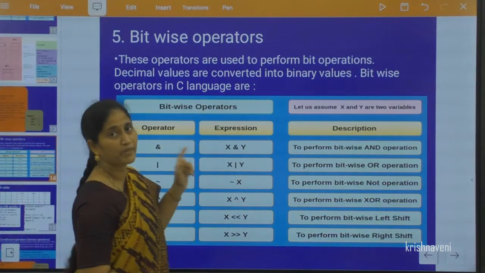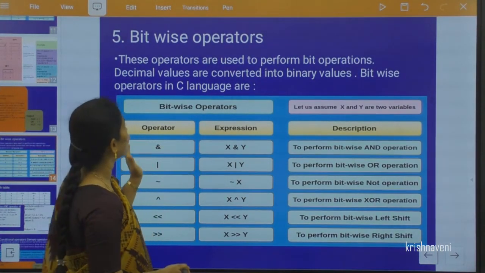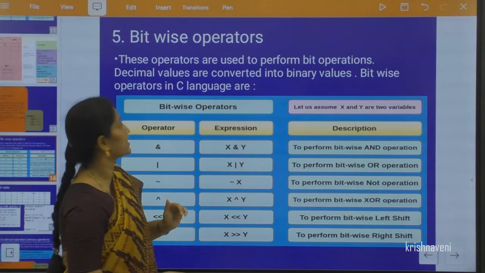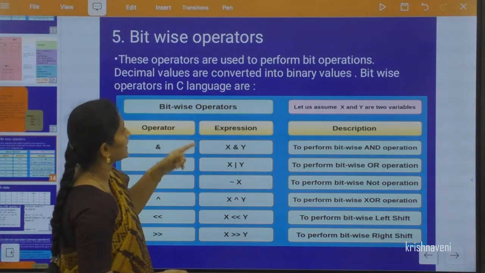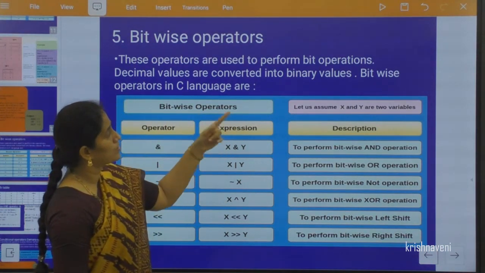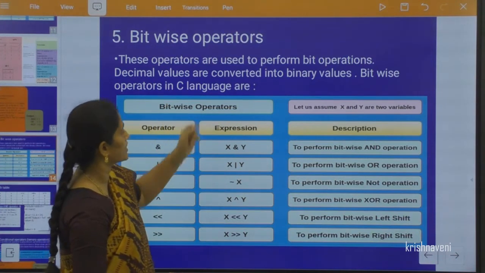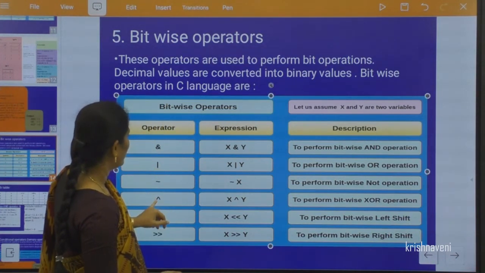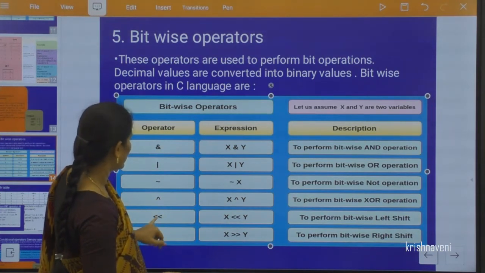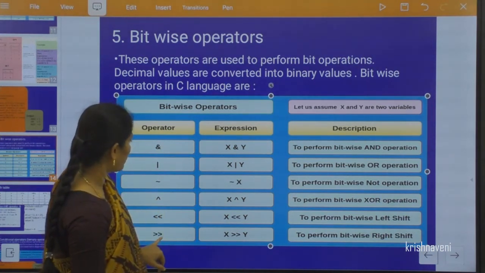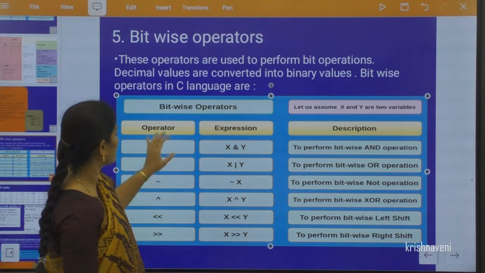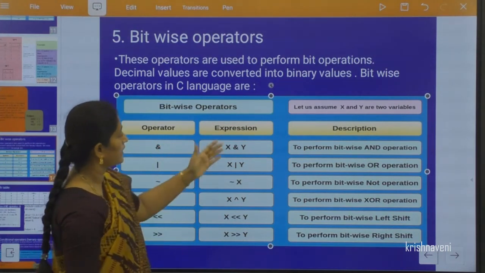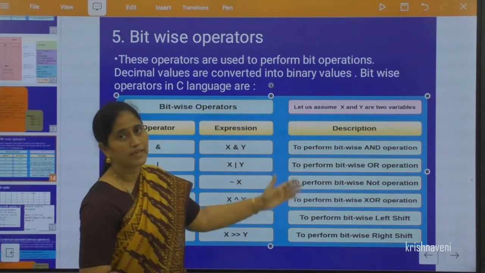Next, let's see the bitwise operators. The bitwise operators are used to perform bit operations. So decimal values are converted into binary values. The bitwise operators in C language are AND, OR, NOT, XOR, bitwise left shift and bitwise right shift. These are the bitwise operators, and this is the example and this is the description.